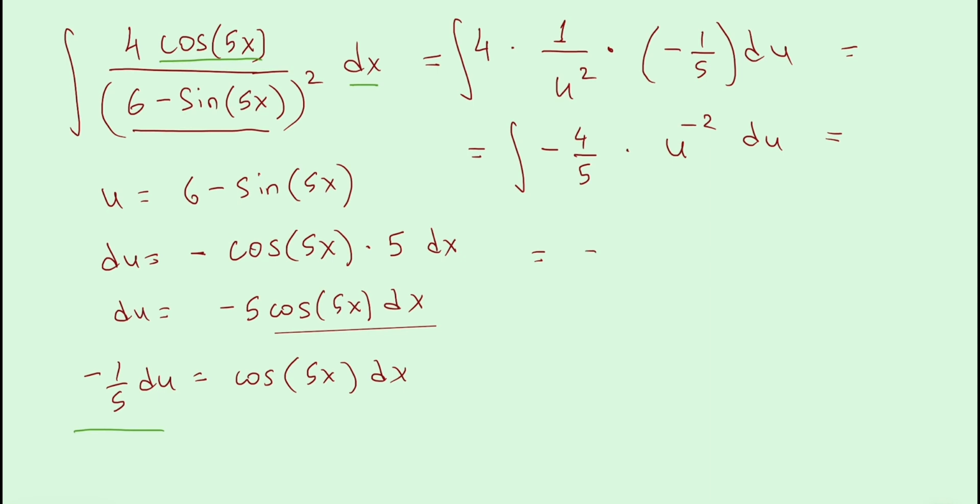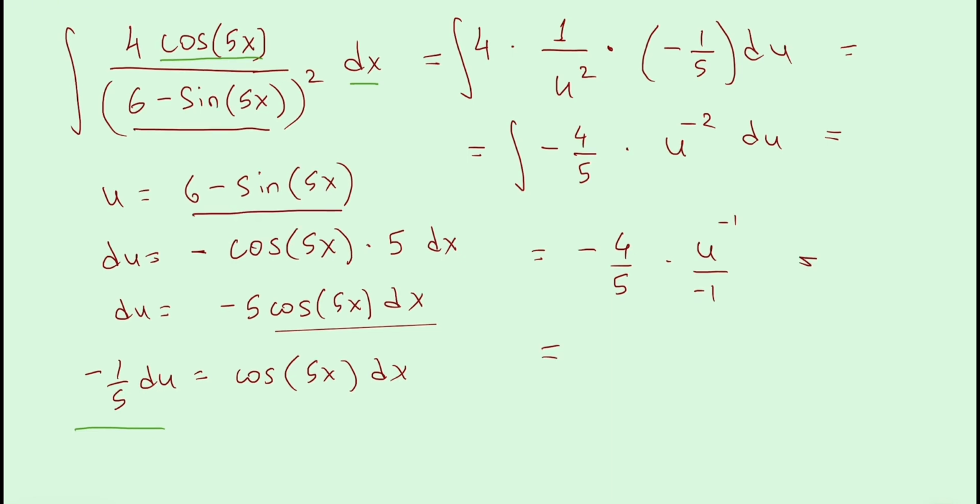The integral of this would be negative 4/5 times u to the negative 1 power over negative 1. And the last thing we do is simplify the equation. We get 4/5 here times, now we're going to replace u back with 6 minus sine 5x. So we get 1 over 6 minus sine 5x. Since this is u to the negative 1 power, we have the u in the denominator, plus c.